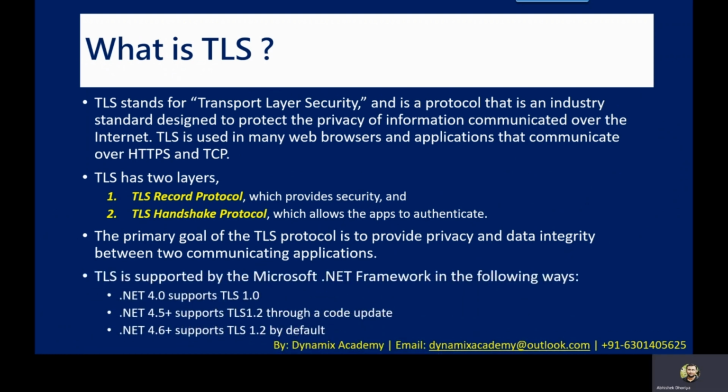And TLS is supported by Microsoft .NET Framework in four languages. .NET Framework 4.0 supports TLS 1.0, while .NET Framework 4.5 and higher supports TLS 1.2, but through a code update. But if your custom application is built in .NET Framework 4.6, then it inherently supports TLS 1.2 by default, so you do not need to make any changes.